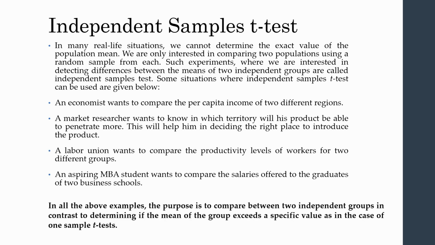Now in all of these examples, the purpose is to compare two independent groups. What are the two independent groups here? Two business schools. What are the two independent groups here? The two different types of workers, permanent workers or those on daily wages. So the purpose is to compare two independent groups, in contrast to determining if the mean of a group exceeds a specific value, as in the case of the one sample t-test. In the one sample t-test, your objective was to assess the difference between the population mean, which was your test value, and your sample mean. In this case, we do not have any information regarding the population.